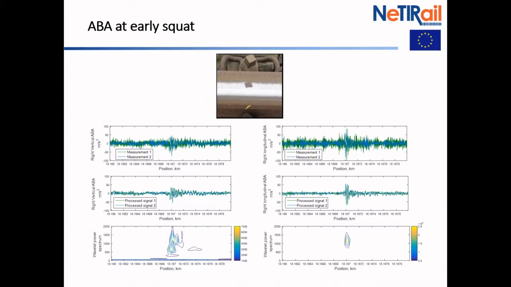So this is how the signal is going to look. You see over there a very small defect, a squat. It's very small. Some of them even disappear due to natural wear. And over there, you see the vibrations, the acceleration signals. Then in the part over here, you see the vertical direction, and in the part over there, the longitudinal direction. In the case of small defects, they are easier to detect in the longitudinal direction.